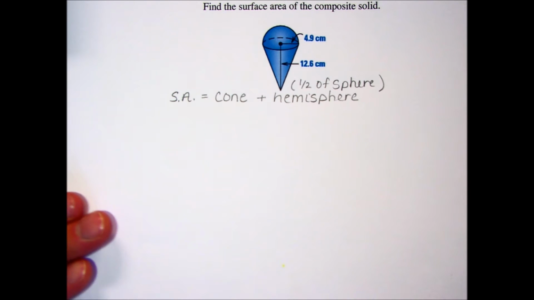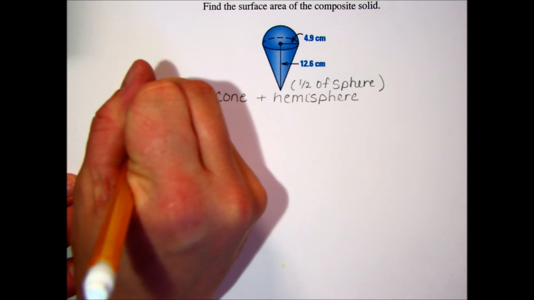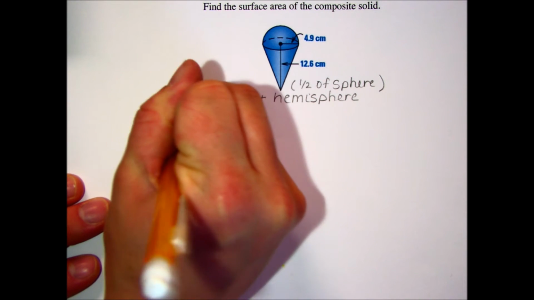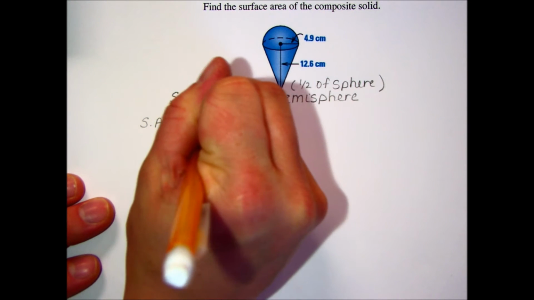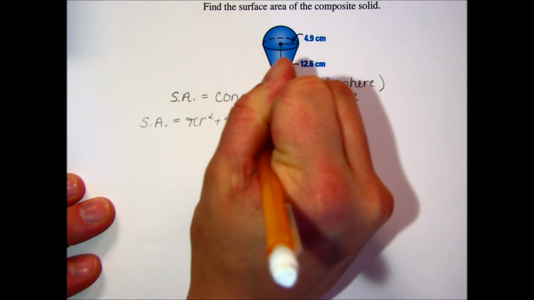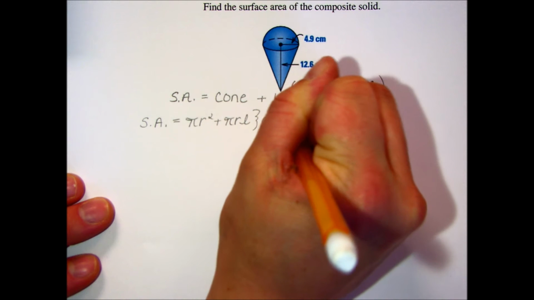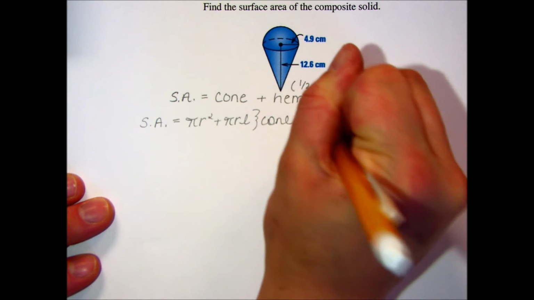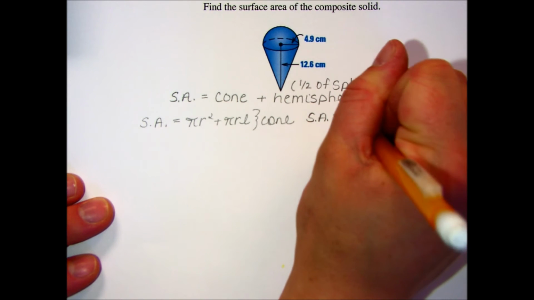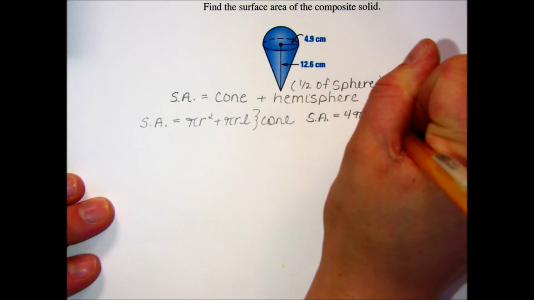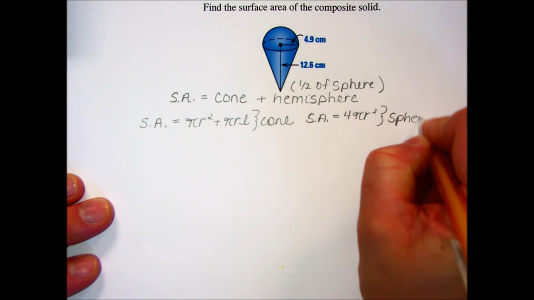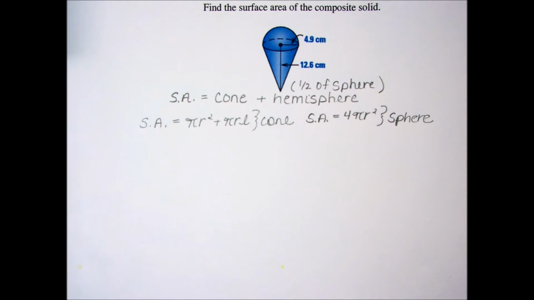So the two formulas we need to use for this are, the first one being the surface area formula for a cone, which is surface area equals pi r squared plus pi r L, where r is equal to the radius and L is equal to the slant height. And in this problem, we're going to have to calculate the slant height. We'll get to that later on. The other formula we need is the surface area formula for a sphere, and we'll end up cutting that in half at the end of the problem, and that is 4 pi r squared.